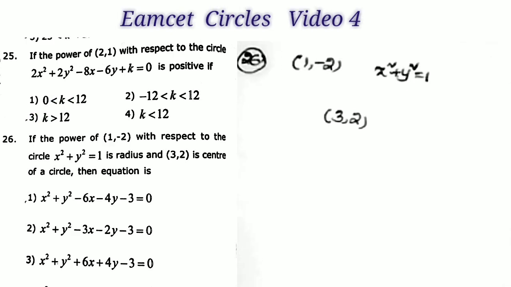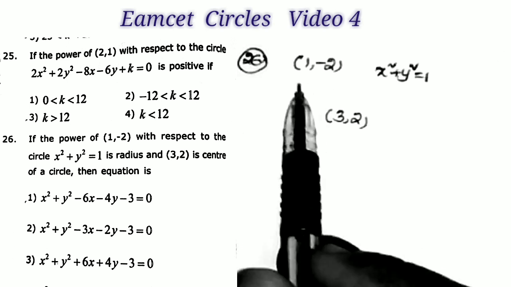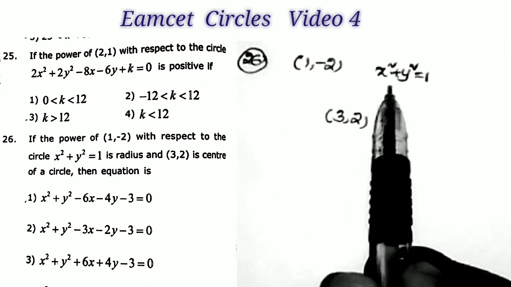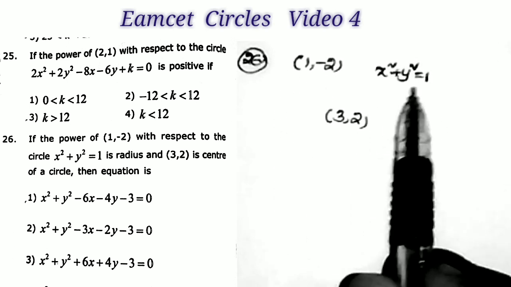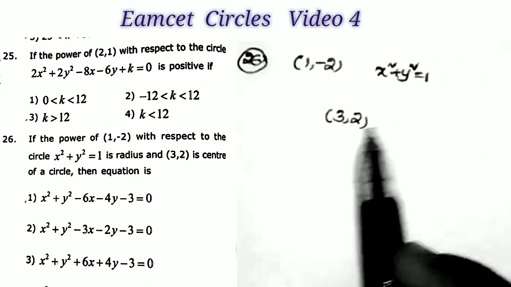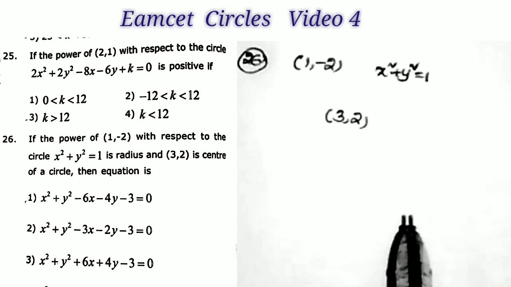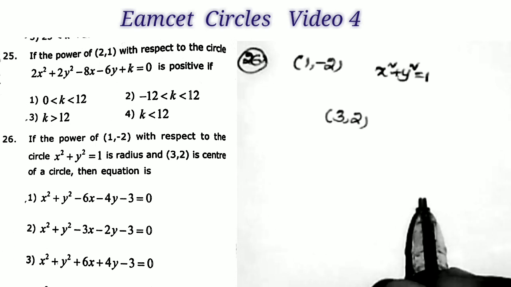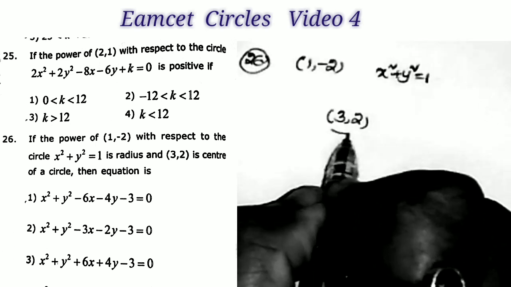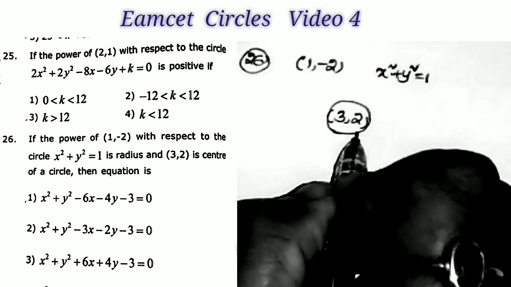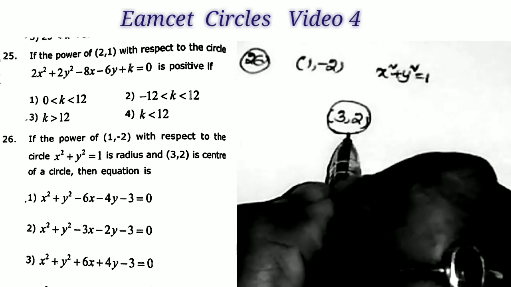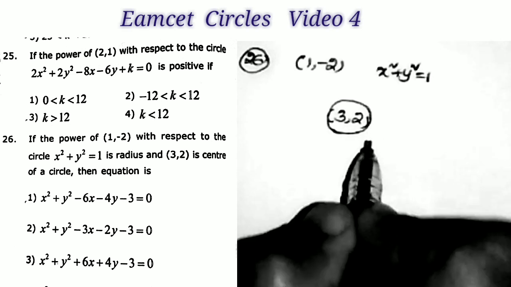Next question, sum number 26. The power of the point 1 comma minus 2 with respect to the circle x square plus y square is equal to 1 is the radius and 3 comma 2 is the center of the circle. Then what is the equation of the circle? Okay. So here given that 3 comma 2 is the center of the circle, we want the circle equation.